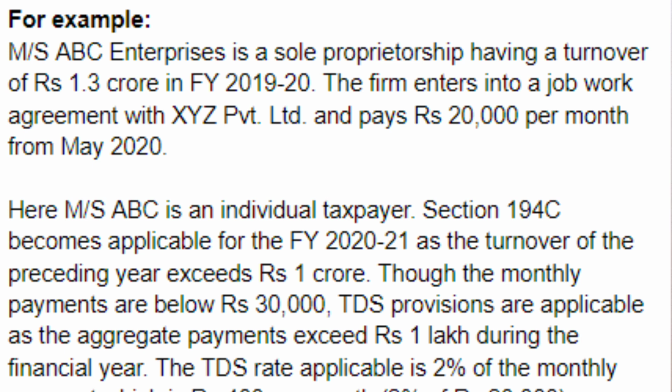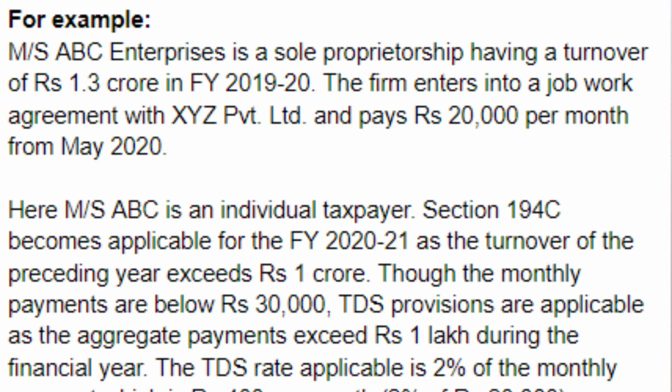Section 194C will be applicable from this financial year, that is financial year 2021, as the turnover of the preceding year exceeds 1 crore. Now the monthly payments are below 30,000, but the aggregate payments will exceed Rs 1 lakh during the entire financial year 2021. So we have to apply the TDS provisions under Section 194C.